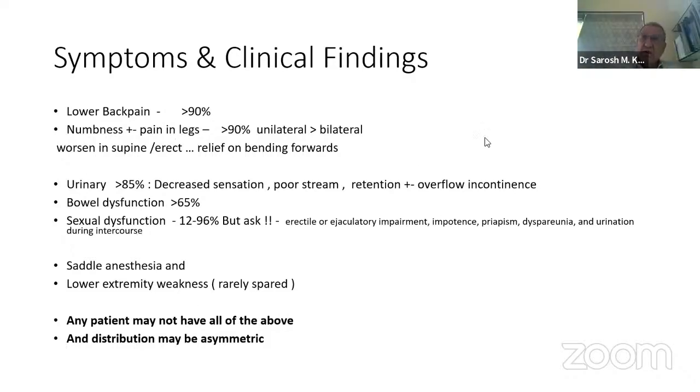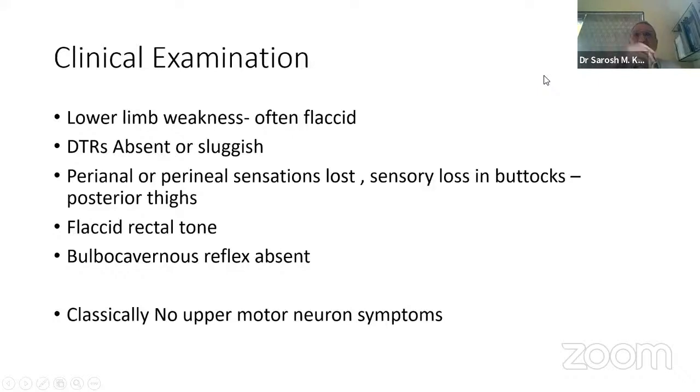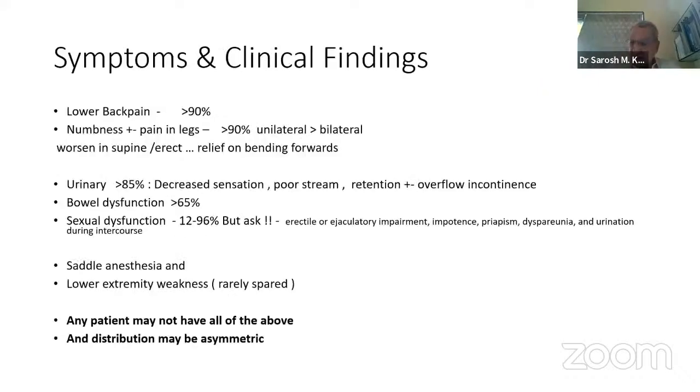Okay. So I'll keep this question open to the house. Has anybody seen cauda equina syndrome following cardiac arrest? No.